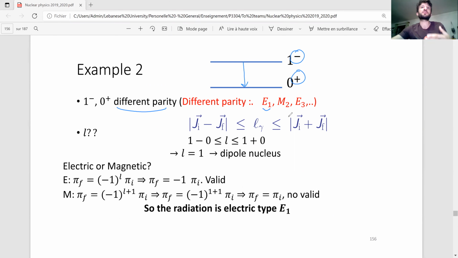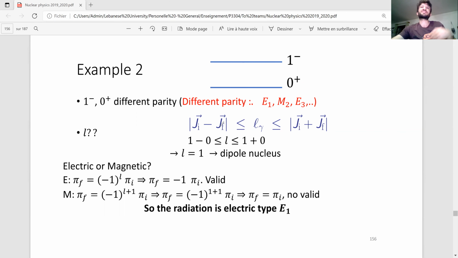Till now, I don't know the values of L. We put L between the limits, the lower limit and the higher limit. I substitute the values of J, and you get that L will be between 1 and 1. So L equals 1.